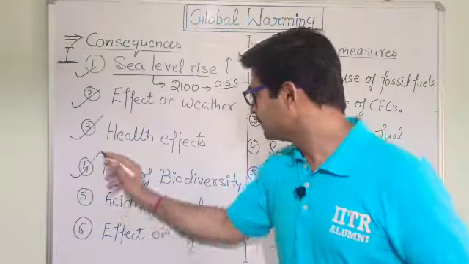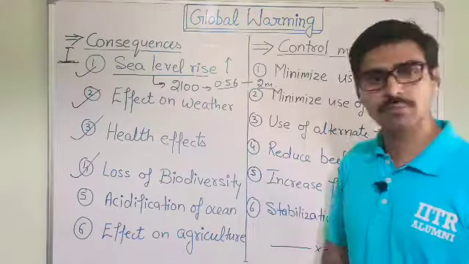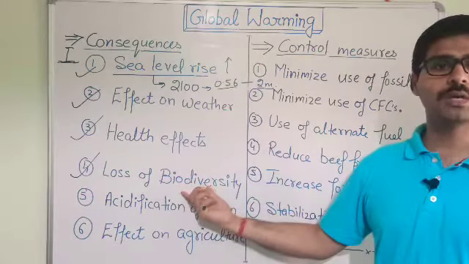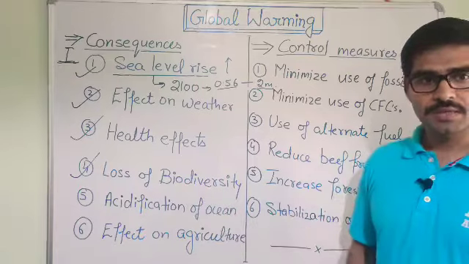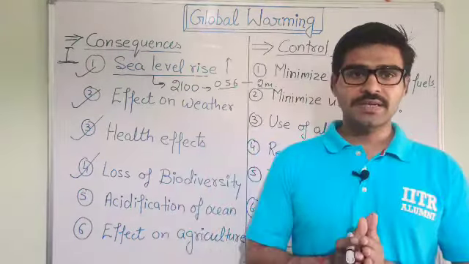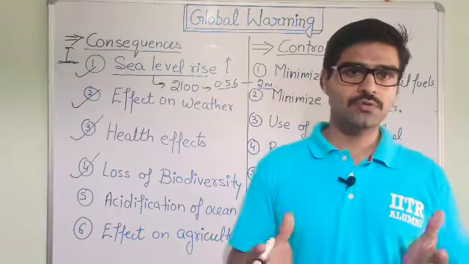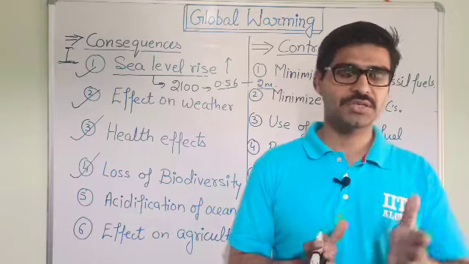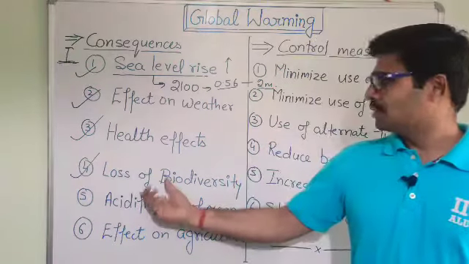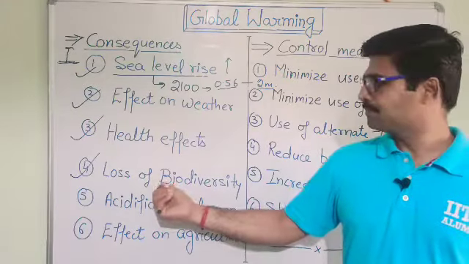Fourth point, due to the increase in temperature or global warming, there would definitely be a loss of global biodiversity. Particularly those species will be at higher risk which are native species of colder regions, glacial regions, polar regions. So this is the effect of global warming on biodiversity.